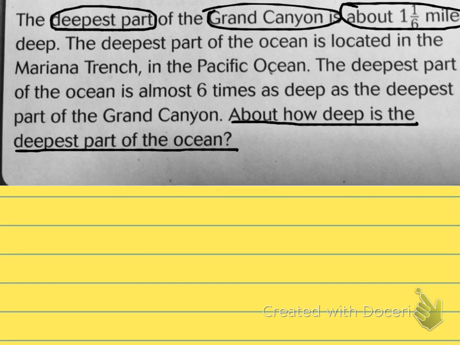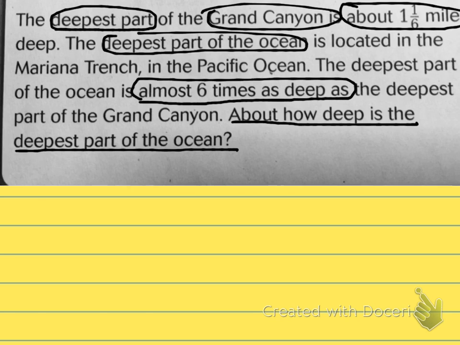Then it tells me the deepest part of the ocean is located in the Mariana Trench in the Pacific Ocean. The deepest part is almost 6 times as deep as the deepest part of the Grand Canyon. Now, how will I use this information? Well, because we're using models in this lesson, we're going to go ahead and draw a model. This time we're going to draw a bar model. So let's go ahead and get started.